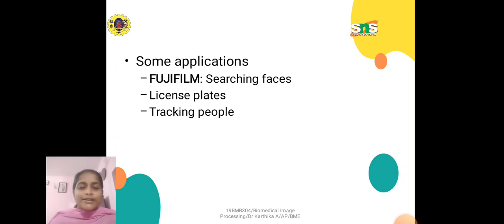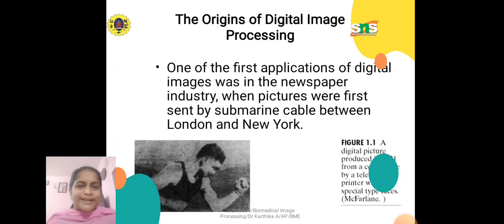What are the applications of image processing? Here I have listed some simple applications like searching faces, license plates and tracking people. These are some simple basic applications of digital image processing.